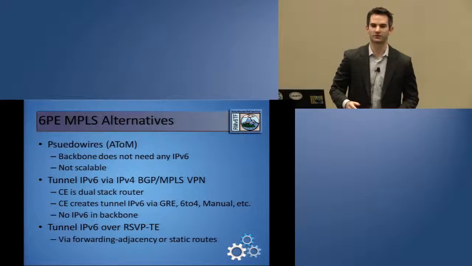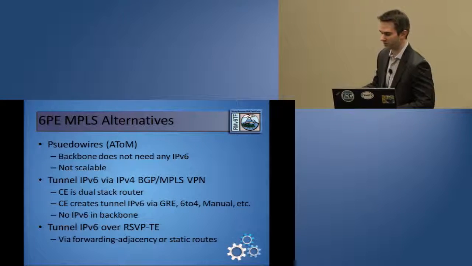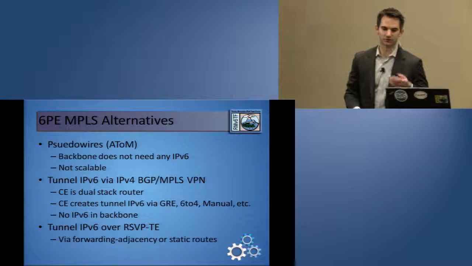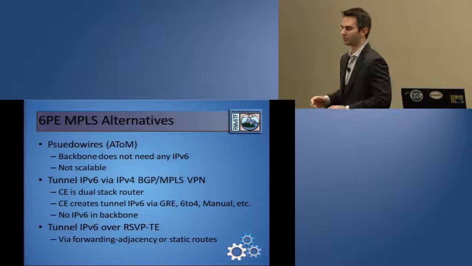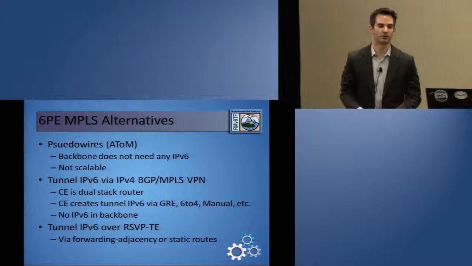Another disadvantage of this, just like pseudowires, is you're basically building individual end-to-end tunnels, compared to all of these 6PE, where you're just building that BGP configuration on the edge and kind of letting the protocols take care of building those paths end-to-end throughout your network.